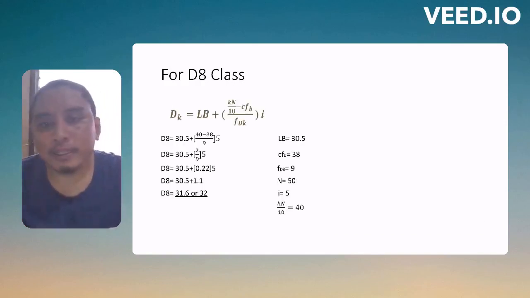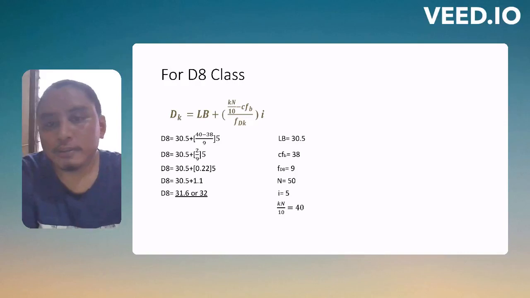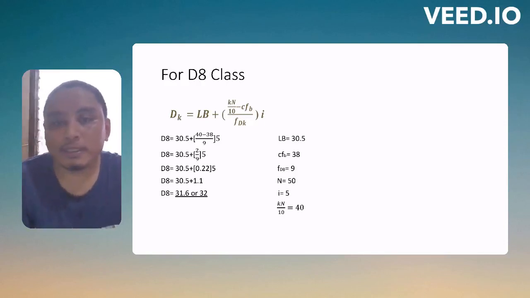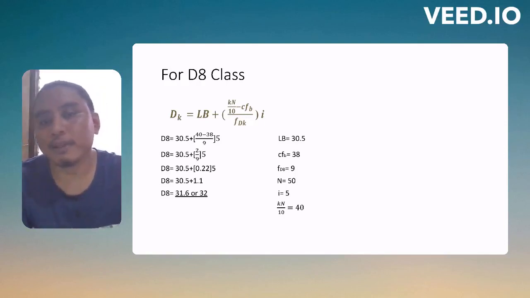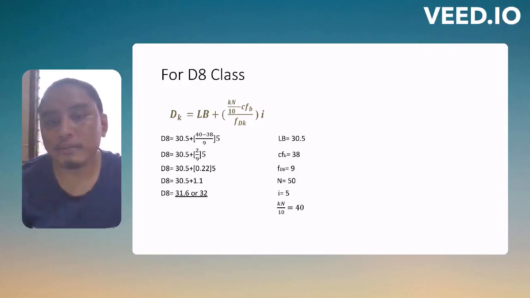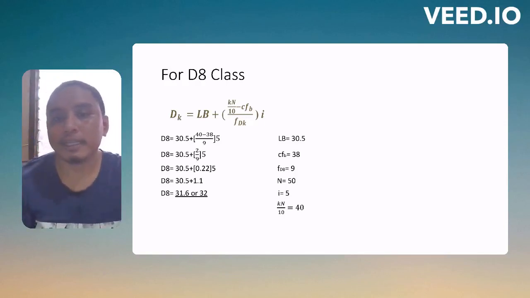So this is the formula for the D8 class. D8 is equal to 30.5 plus 40 minus 38 over 9 multiplied by 5. So D8 is equal to 30.5 plus 2 over 9 multiplied by 5. So 30.5 plus 0.22 multiplied by 5. So D8 is equal to 30.5 plus 1.1. So our D8 is a total of 31.6, or we can round it off to 32. So our D8 is 32.